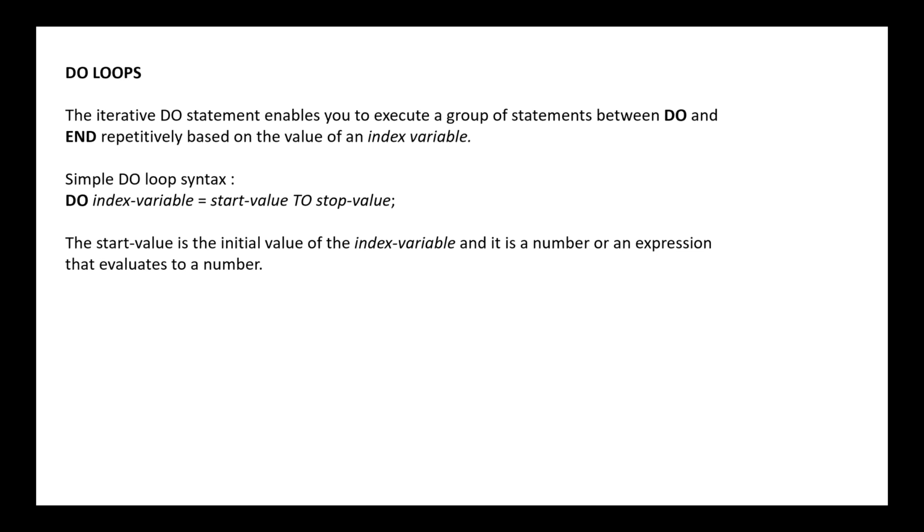So a simple do loop syntax will be specifying the do keyword and then an index variable, and we can have a start value to a stop value. A start value is the initial value of our index variable, and it can be a number or an expression that evaluates to a number. Let us head over to SAS and look into a simple example.